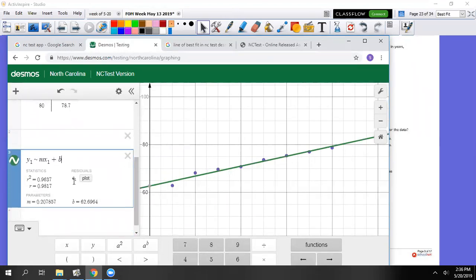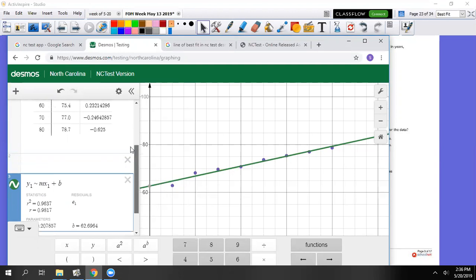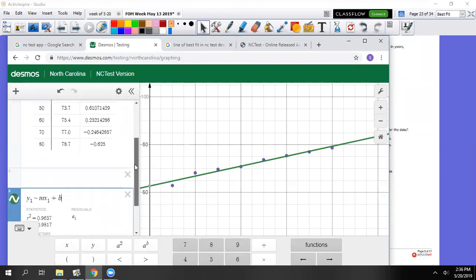If I needed residuals, I could simply plot those by clicking plot, and it would tell me how far away from the line of best fit each one of my coordinates is, but we don't need that. Just wanted to show it to you.